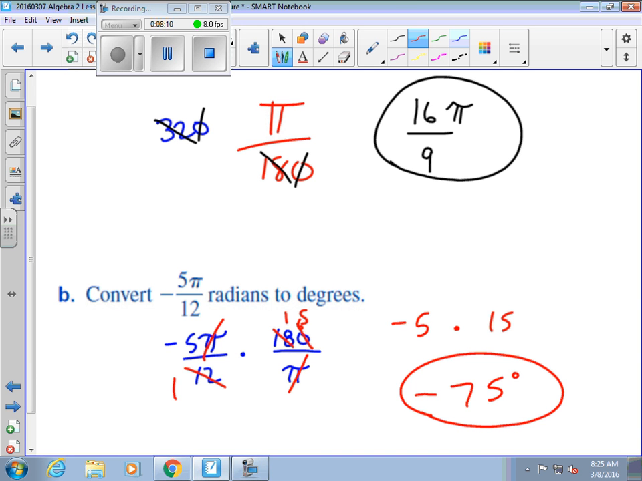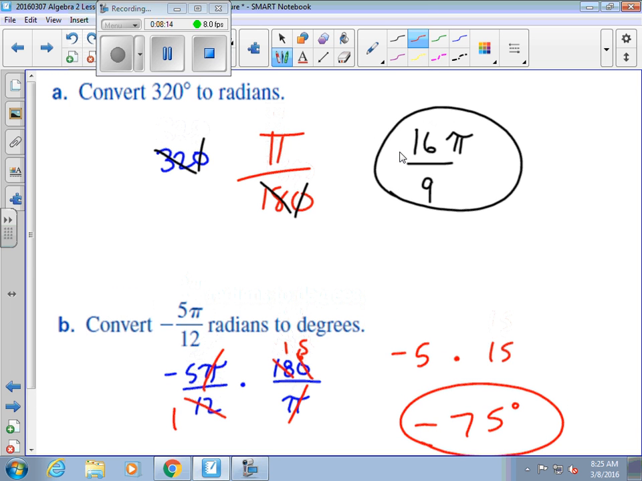Again, notice the difference between A and B, what we have up here right now. When we converted from degrees to radians, we had pi in our answer, 16 pi over 9. When we converted from radians to degrees, you had radians to begin. We eliminated the pi to get negative 75 degrees.